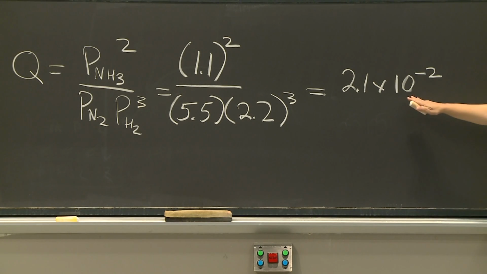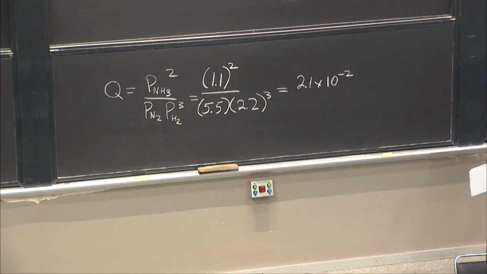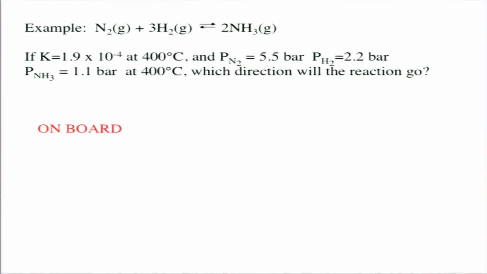But now, this is the value of Q, and I want you to tell me with a clicker question, what direction is this reaction going to go?